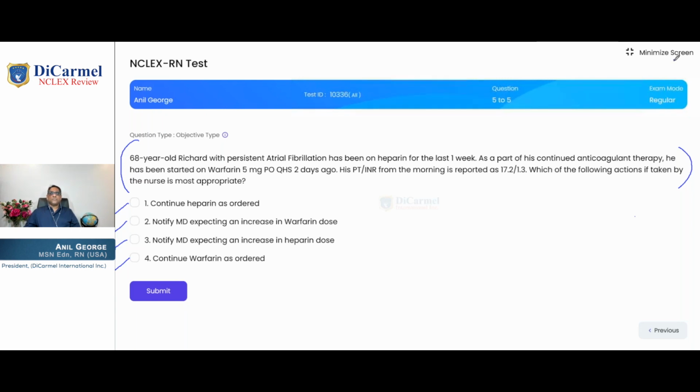All right, so again, the question is about the patient with atrial fibrillation, started on heparin, and then started on warfarin 2 days ago, right? And we have the PT-INR value. Okay, now, how do we address this question? Based on my experience with the responses I got from people when this session was done live, they may go with any option, depending on how they identify this information.